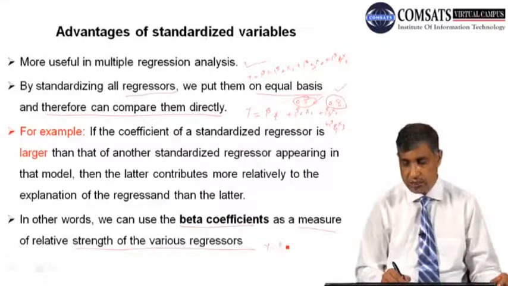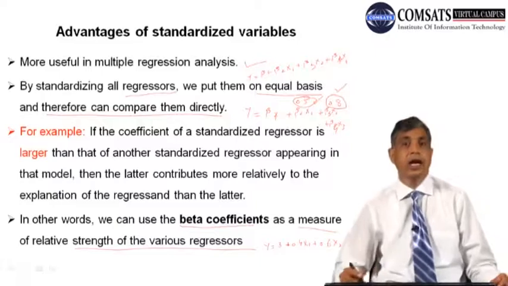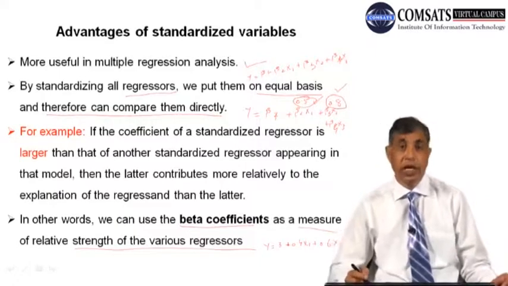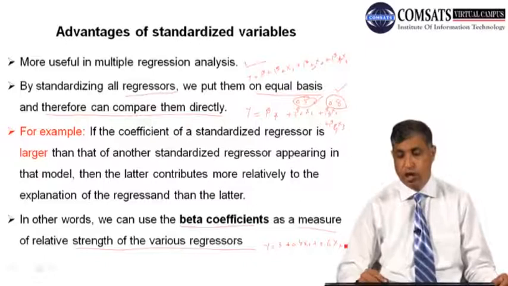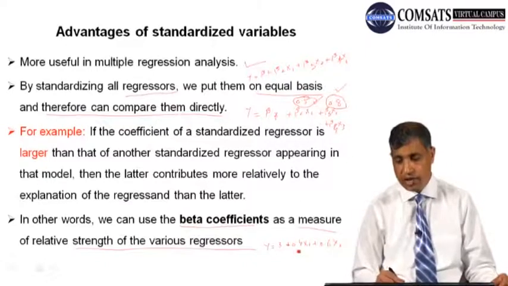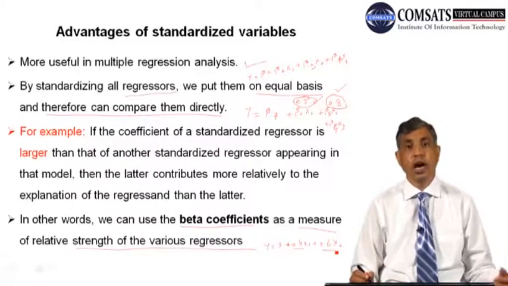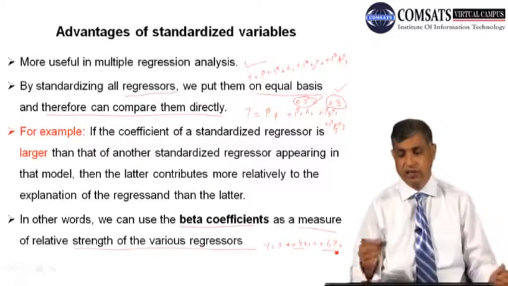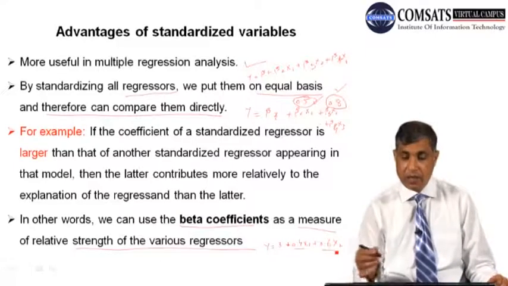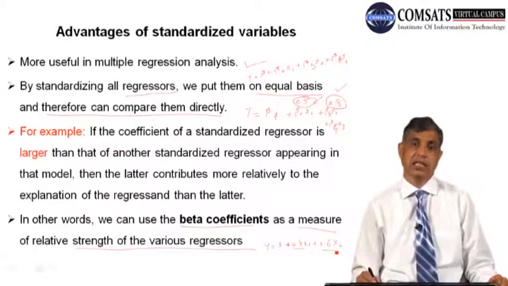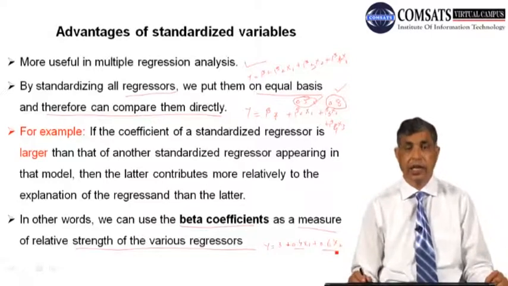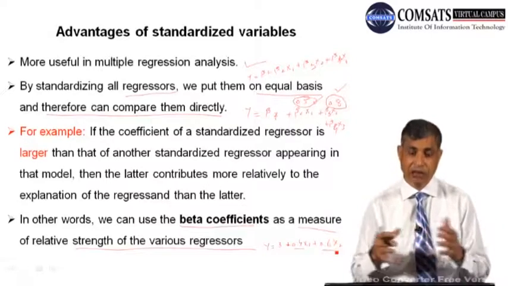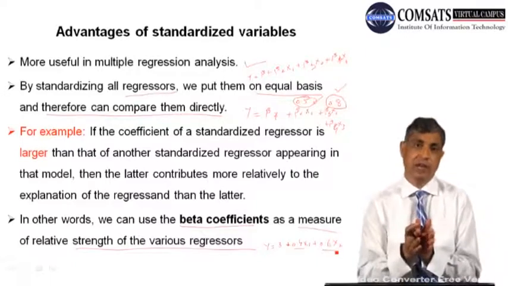This is 3 plus 0.4 x1 plus 0.6 x2. These are not standardized. x2 is in one unit, x1 is in another unit. So 0.4 and 0.6 are not directly comparable because they are on a different scale. But the advantage of standardizing the variables is that we immediately see their relative strength.